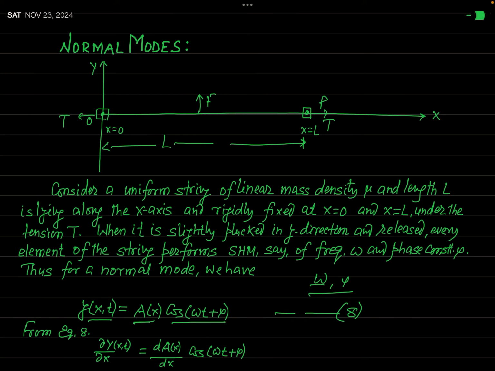Here I have written A of x because here the amplitude will not be constant. For different points or for different particles, this amplitude will vary. It depends on x. So in this condition, you must write A of x, which represents that A is x dependent.